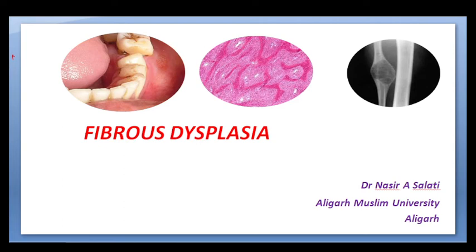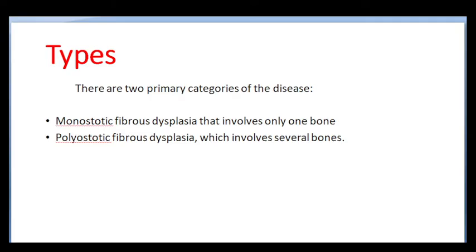In this video, I'm going to discuss clinical features and radiographic features of fibrous dysplasia. If fibrous dysplasia involves one bone, it is called monostotic fibrous dysplasia, whereas if more than one bone is involved, it is called polyostotic fibrous dysplasia.